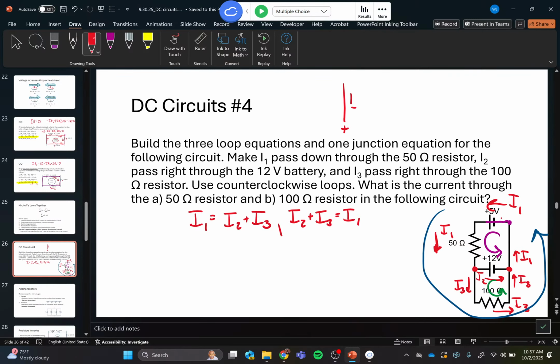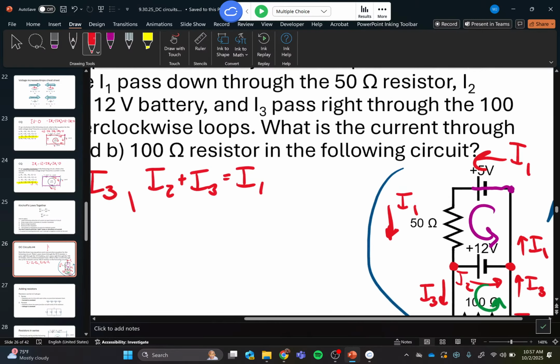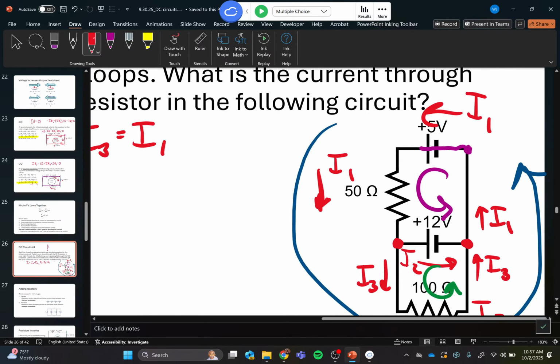Okay, so we hit this battery, and I'm going to zoom in so we can see what's going on here. We're going across the battery from the negative to the positive, so that's going to be plus 5 volts, because I went from the low to the high. Then I keep walking. I hit this next resistor. I'm moving in the direction of current. I'm going downhill. If I'm going downhill, then I put minus I1 times 50, I times R.